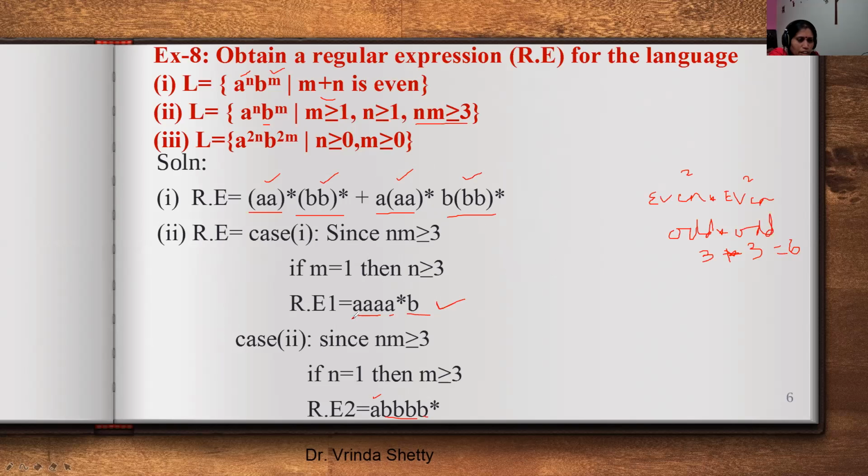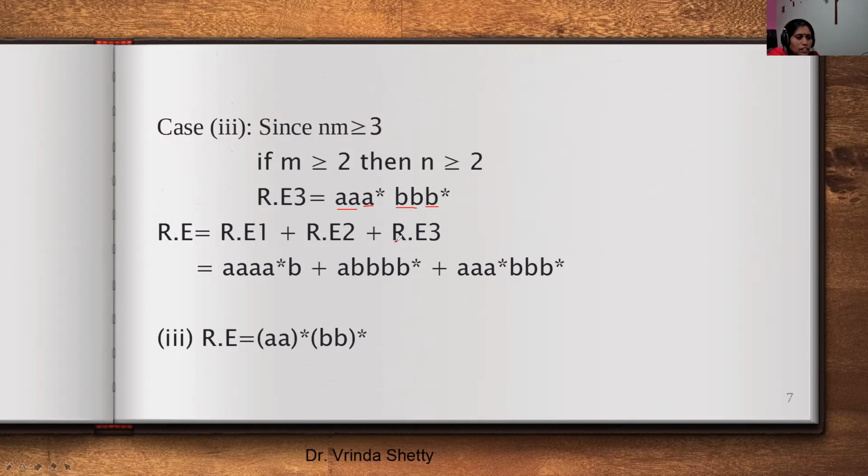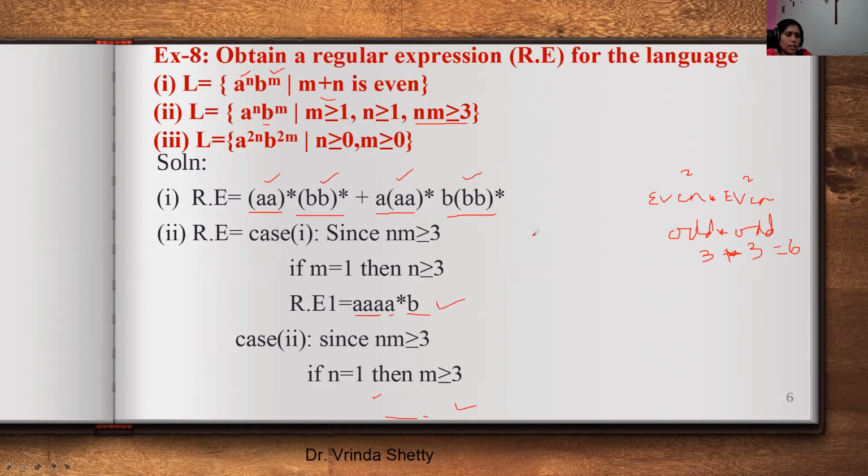First regular expression, 3A, A star, B. Second regular expression, 1A, 3B, 4B star. Then the third one is this one. So combine all these regular expressions and we are going to get a final regular expression. As the given condition is n, m greater than or equal to 3, in that case it has been divided into 3 cases which satisfy these conditions.